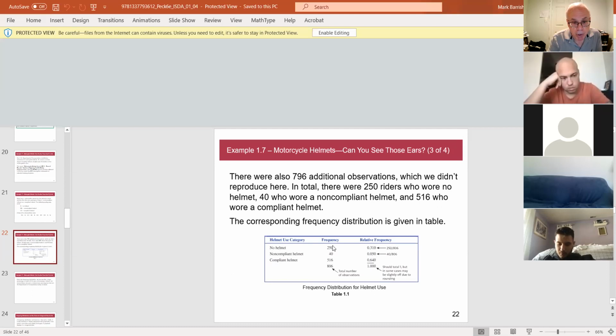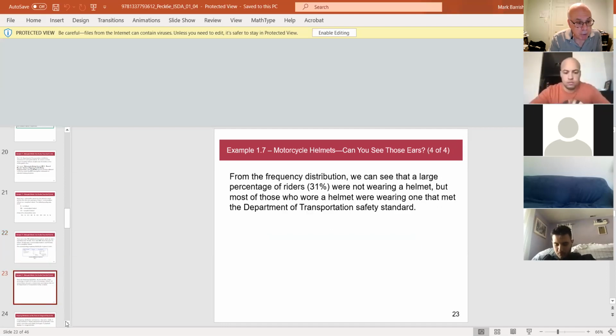You list all the categories, you list the counts of people who are in that category, you count the total number of people in the data set, and then if you want relative frequency, you simply divide the frequency by the total. All right, no questions? Okay, so we'll just move on.